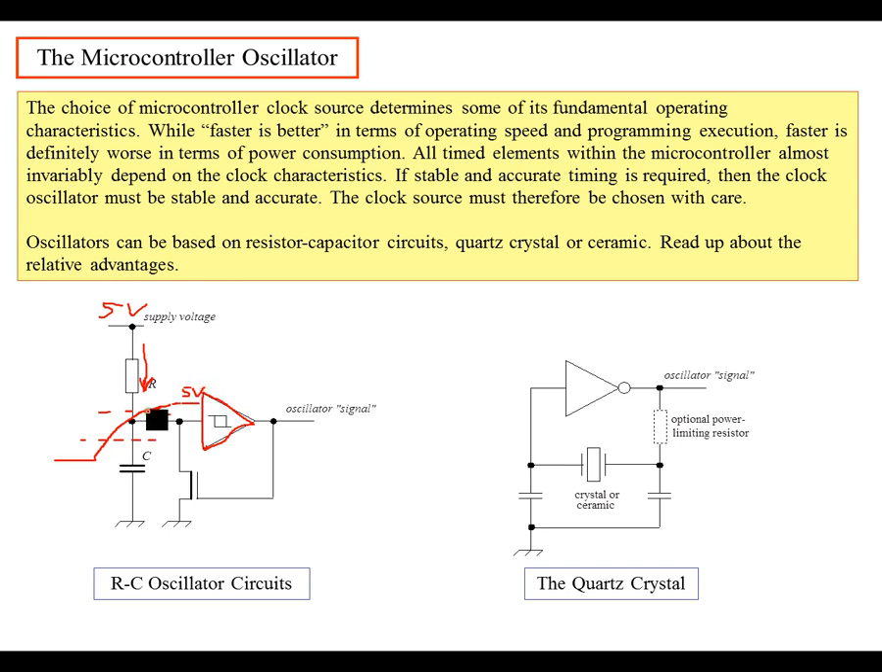But at a certain level, the upper Schmitt trigger threshold is going to be met, and in that case the output is going to switch high. So at this point the output will go high, like this. When the output goes to 5 volts, it's going to turn on this switch, which is going to quickly discharge the input.